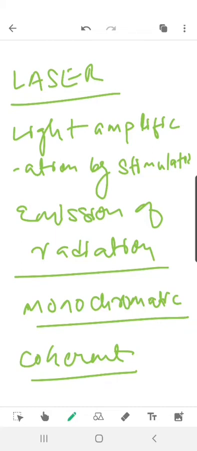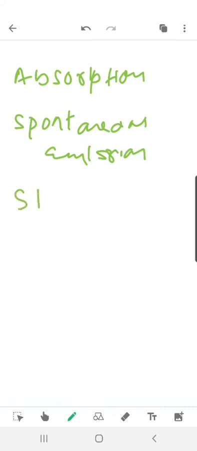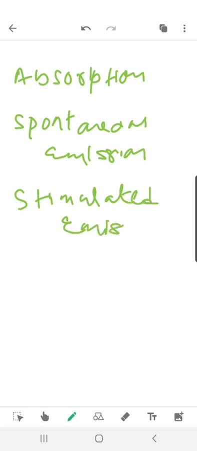So to understand laser action we will study 4 different principles. Our laser action is based on 4 principles. First it is absorption, then spontaneous emission, then stimulated emission, and then population inversion.